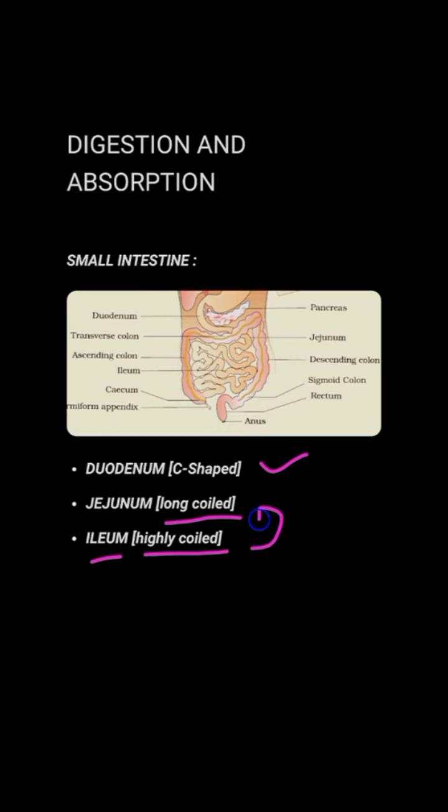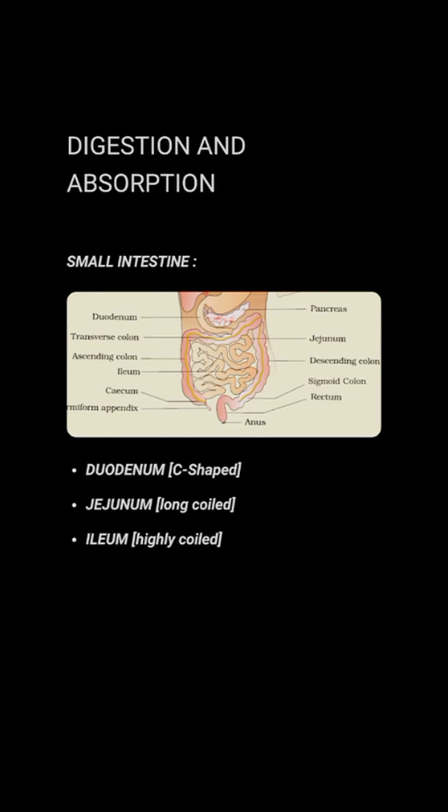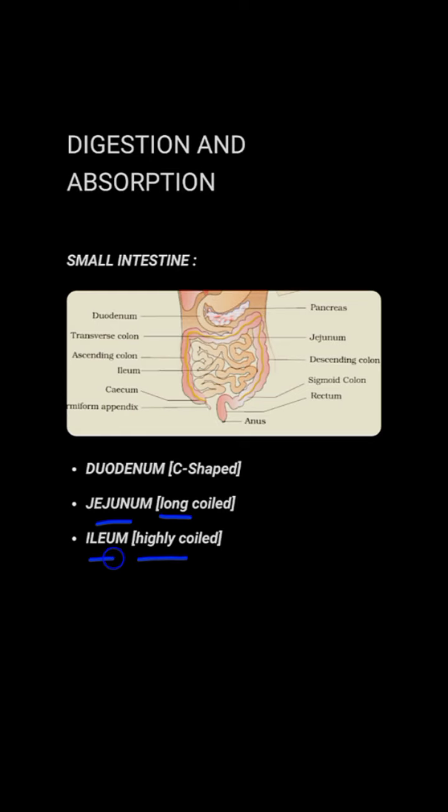Actually these are not so different, they are nearly the same. But I mentioned them here because these two things are exactly present in NCERT. They may ask a question like which part of the small intestine is long coiled or which is highly coiled. Then you should not get confused with these two things. You have to be very clear with this, so I have mentioned this. You have to keep this in your mind.